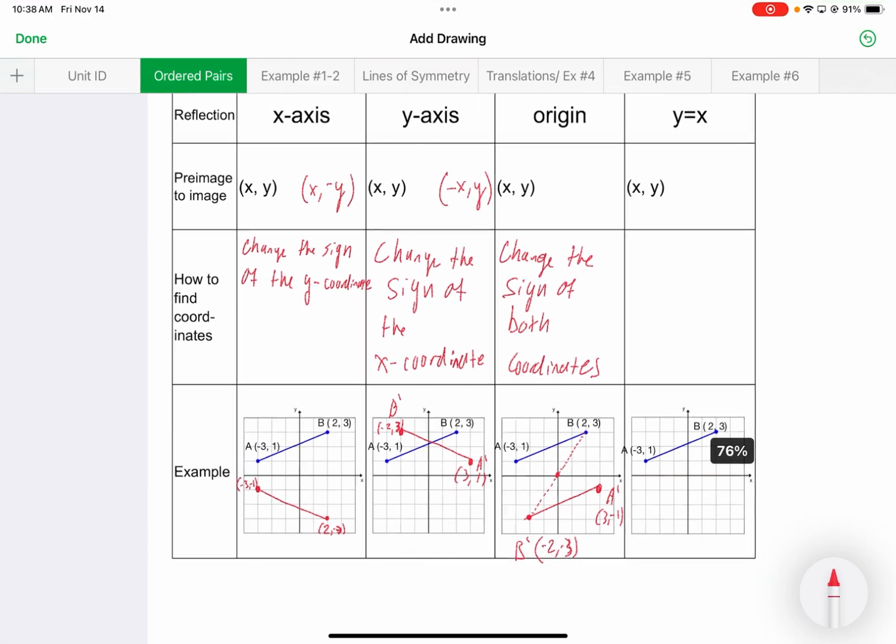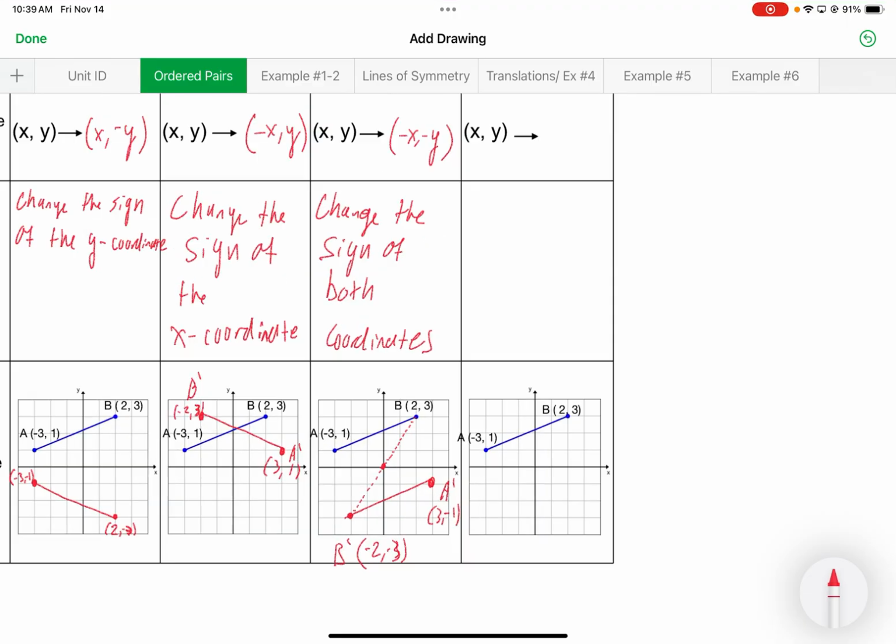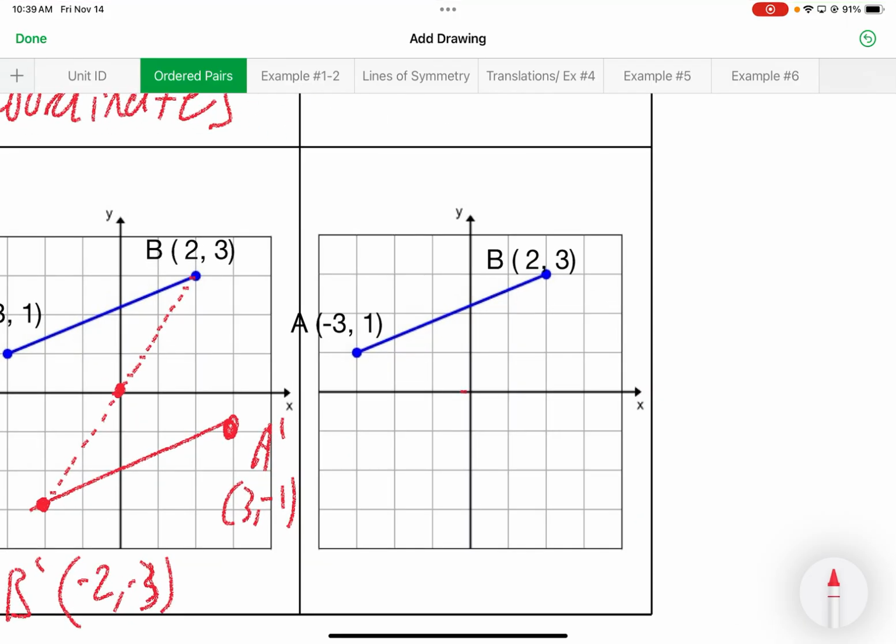All right. Last but not least, we're going to reflect over the line y equals x. This one's tricky. So here's the line y equals x. You can think like y equals mx plus b. If I plot that where my slope is 1 and my intercept is just 0, then that means we want to reflect this point over this dotted line that I just drew, okay?